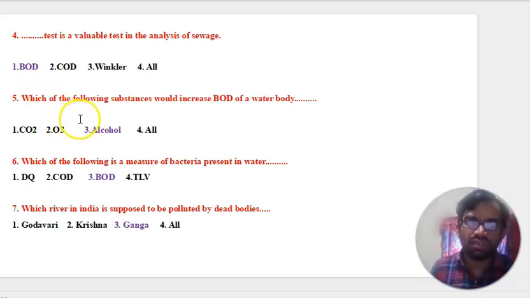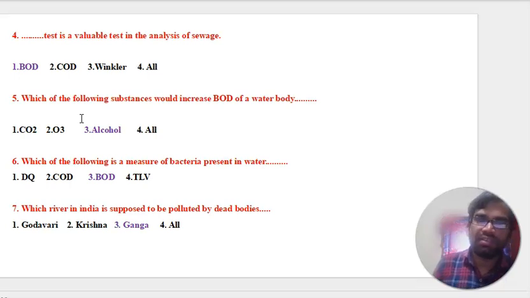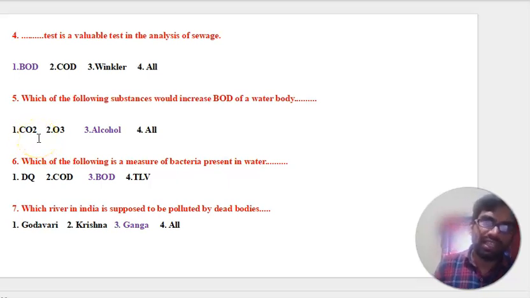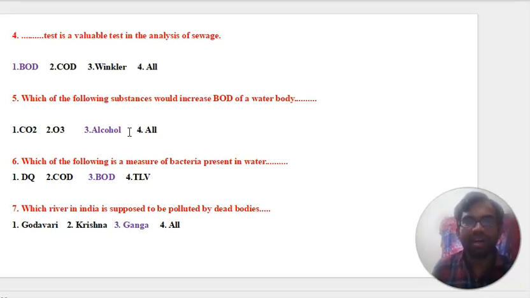Next, the fifth question: which of the following substances would increase the BOD of a water body? The first is carbon dioxide, then O3, the third is alcohol, and the fourth is all. So the right answer is alcohol. You can think of this fifth one as having already come in previous years' exams. You can see this fifth question came in 2002 and 2003 in UGC-NET environmental science.